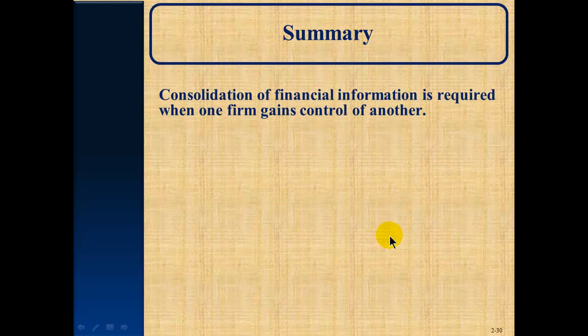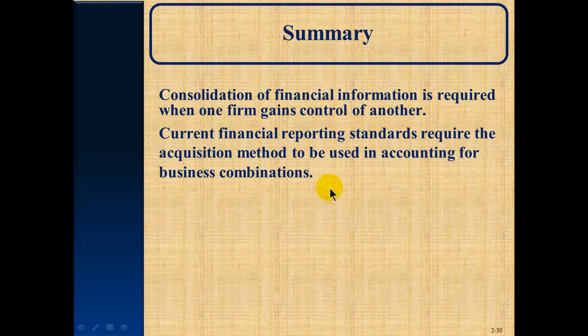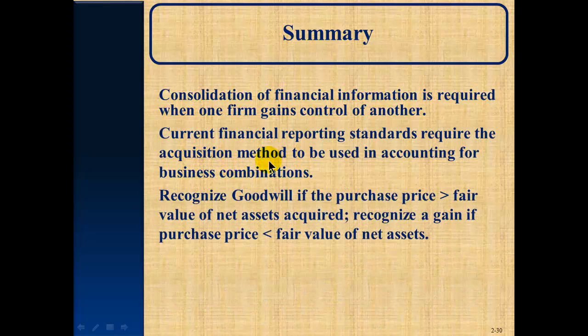So in summary, consolidation of financial information is required when you gain control, and very often that control is determined by the percentage of stock, but it does not necessarily have to be the percentage of stock that you own of that investee. And we require what we call the acquisition method, which is fair value based. And you recognize goodwill if the purchase price exceeds the fair value of those net assets acquired. Net assets simply mean the assets minus the liabilities. That is your net assets. And then if you have a bargain purchase, if the fair value of assets exceeds the purchase price, you just record a gain on that.